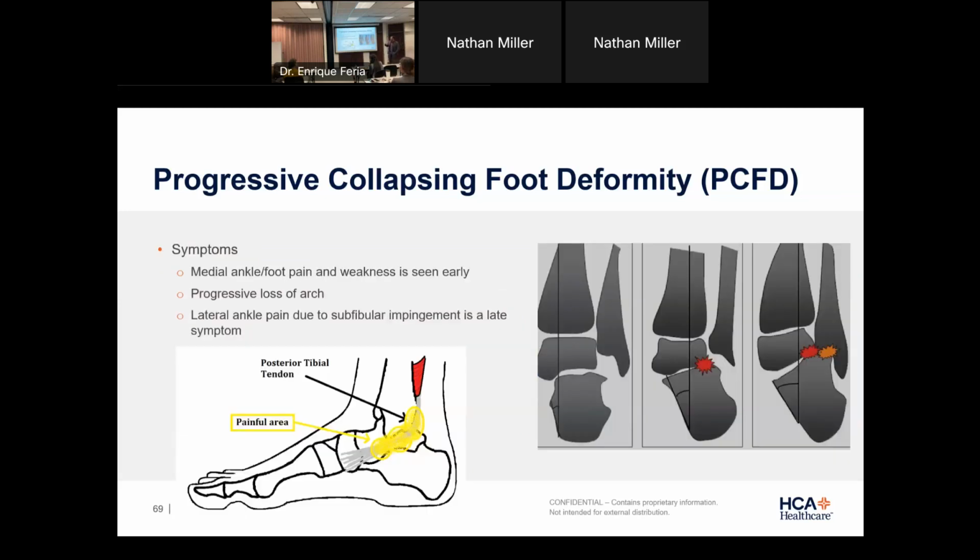So symptom-wise, initially, it's going to be pain on the inside of your foot and ankle, kind of on your arch, right over where that painful tendon that's not working is. Then as you progressively lose your arch and start to get more deformity over time, then you start to develop pain on the outside of your ankle. And that's because as you're flat and your heel kicks out, that heel bone starts to impinge on your fibula, and that's what causes the pain on the outside of your ankle.